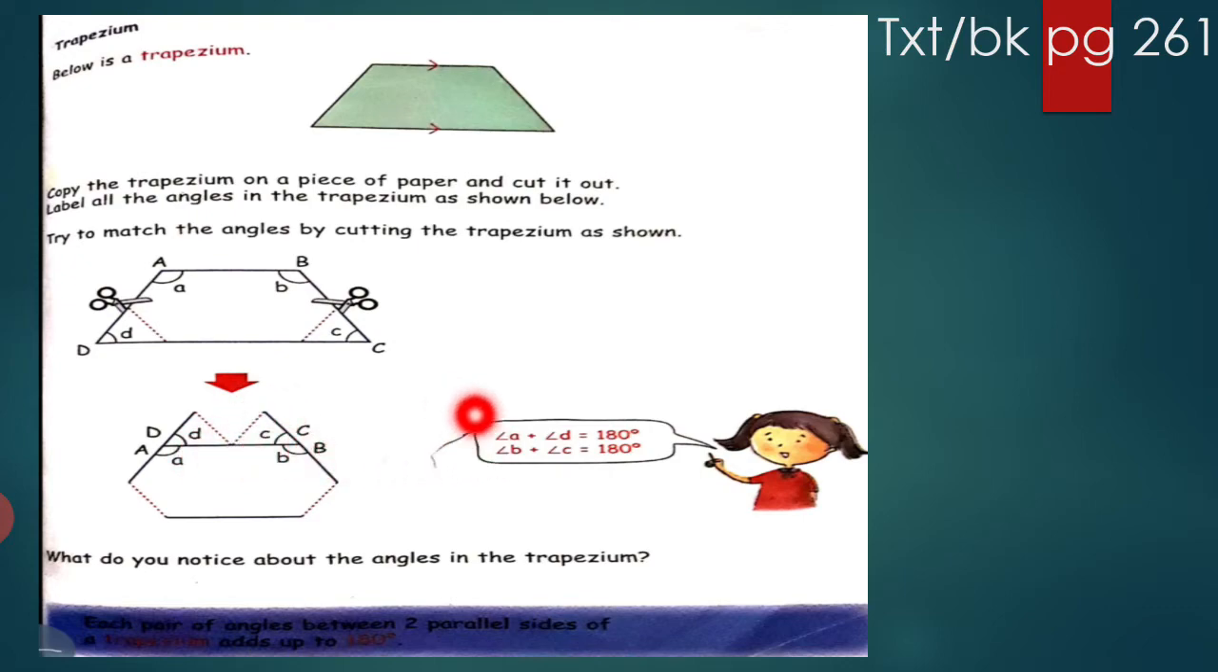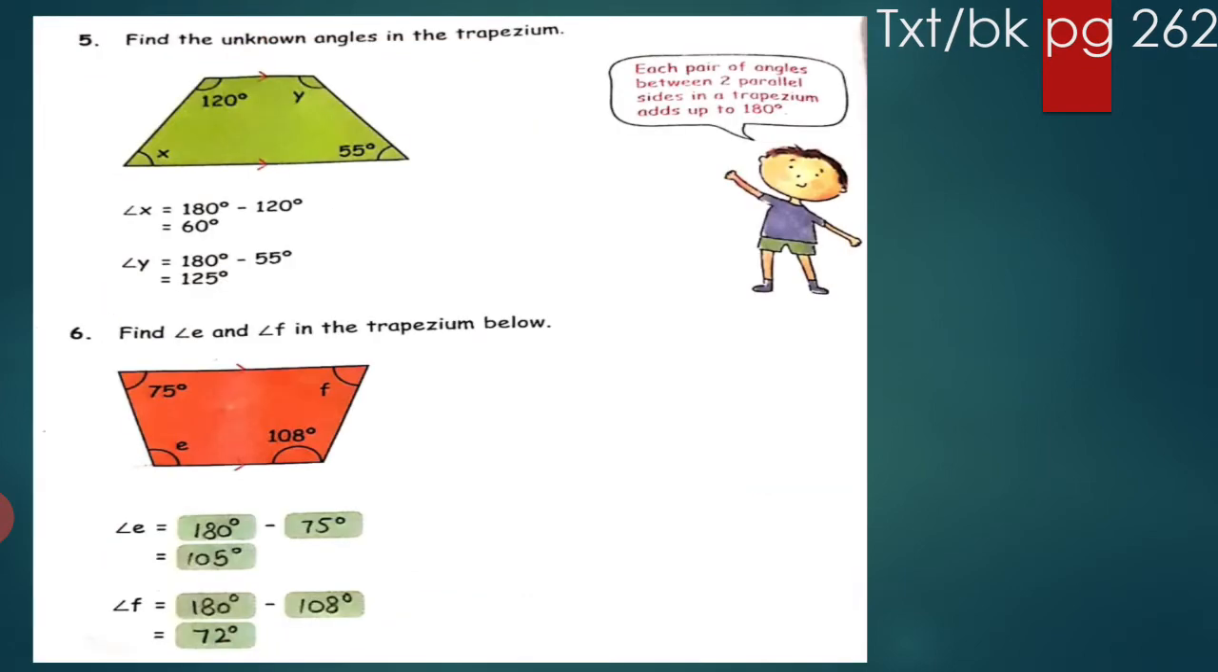You will come to know that angle A plus angle D is equal to 180 degrees, and angle B plus angle C is equal to 180 degrees, which is the second property of rhombus and parallelogram both, that each pair of angles between two parallel sides of a trapezium add up to 180 degrees.